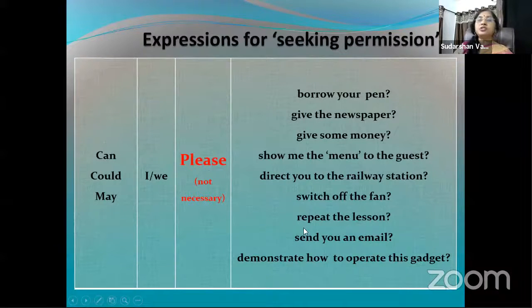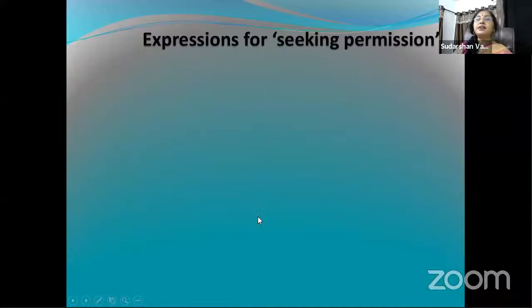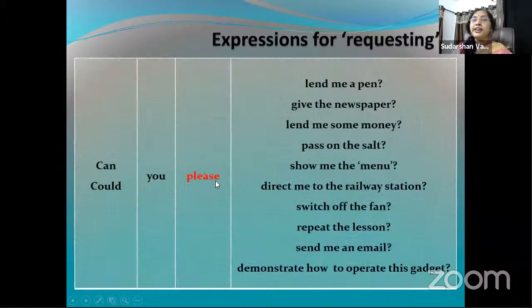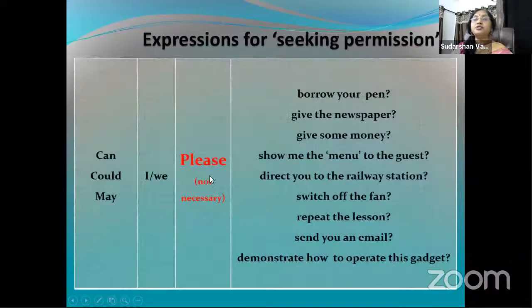So when do we use please? In the previous examples, we use please when we say you. We need not use please when we say I or we. I hope you got this.